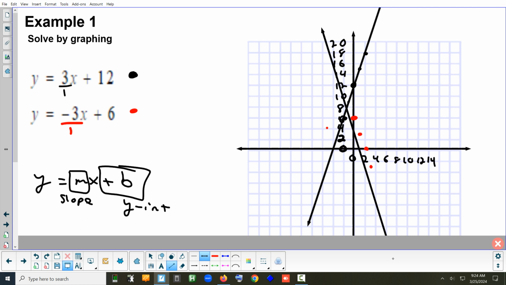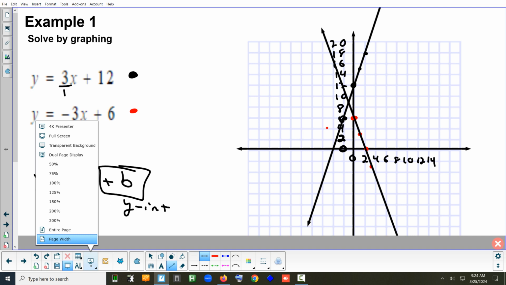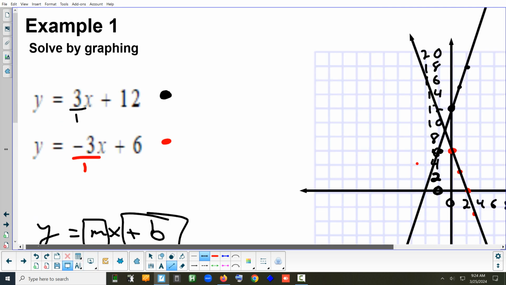Let's make our line. Okay, so this time, actually I think that one looks pretty good. All right, so let's zoom in and see if we can figure out where they cross.